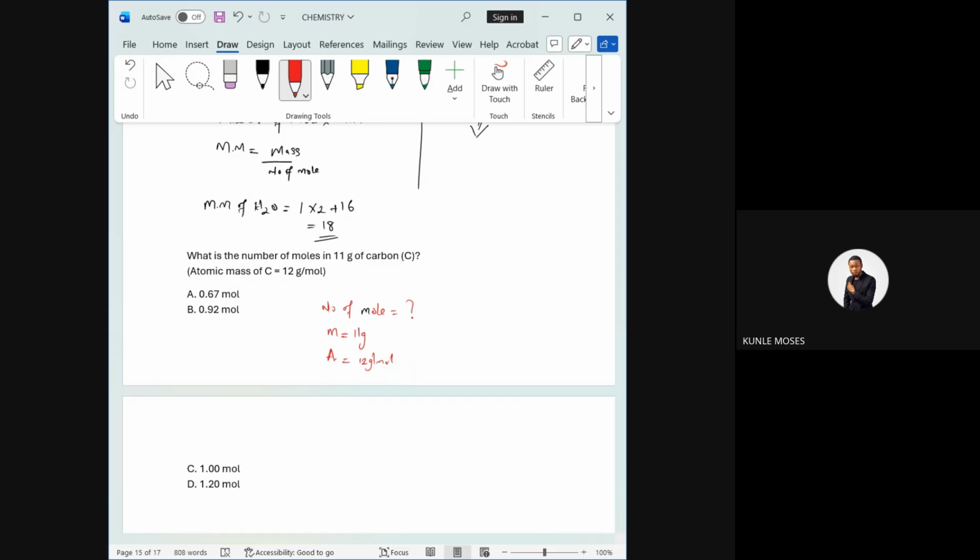It's very simple. Since it's only carbon atom that is there, the atomic mass is also the same thing as the molar mass, because it is only the element that is present in the reaction. So simply say number of mole is equal to mass over molar mass, or atomic mass, or relative atomic mass, relative molar mass. So with that, the number of mole equals, what is the mass? 11, isn't it? Divided by 12. And that will give you your answer.